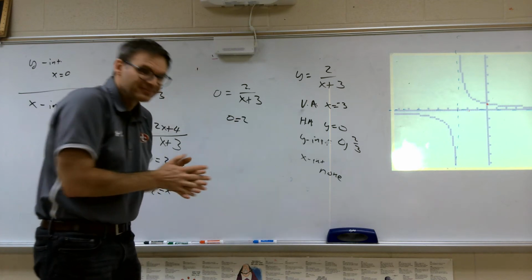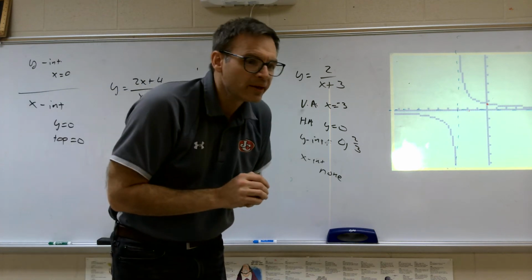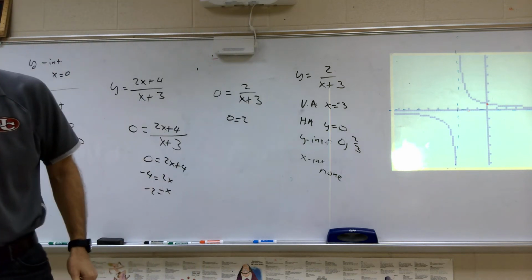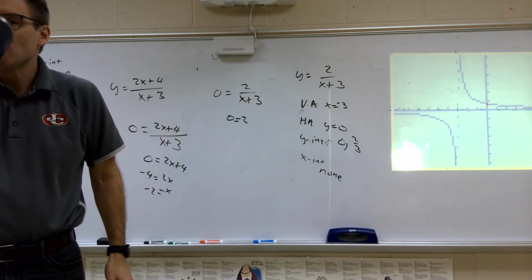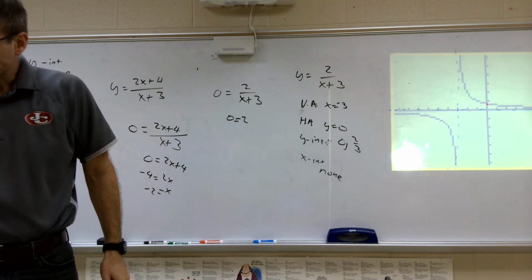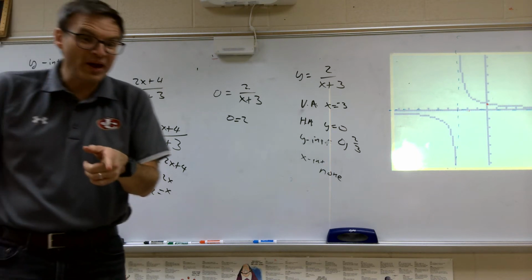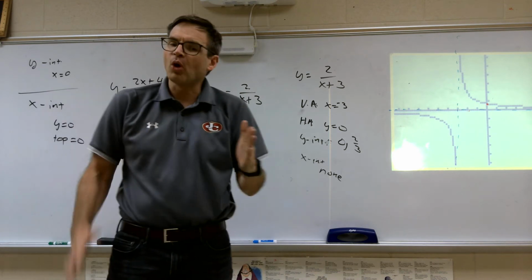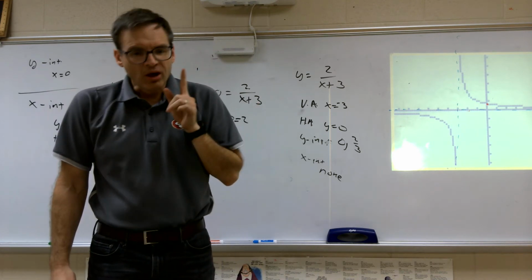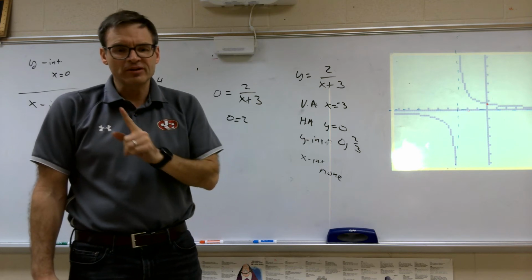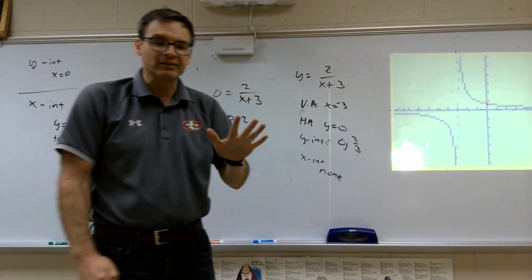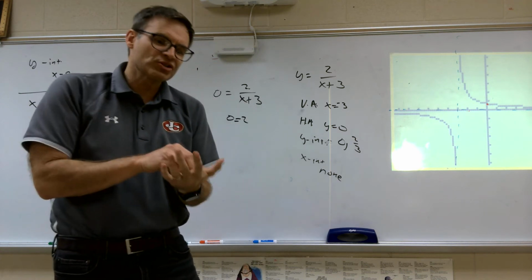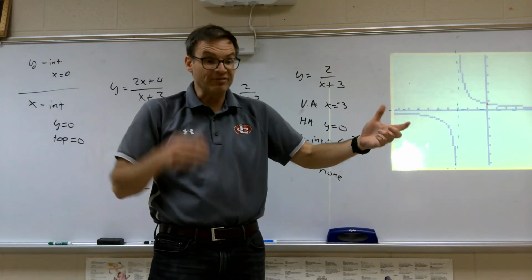Yes? For horizontal and vertical asymptotes, does the graph ever touch that number? Great question. Vertical, no. Verticals are absolute walls, they never touch. Horizontal, when we start doing some more complicated things, they can. And those are questions that are going to be answered when we actually start graphing.